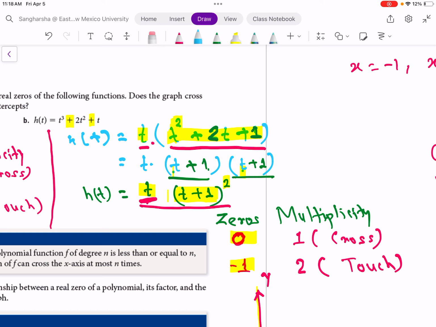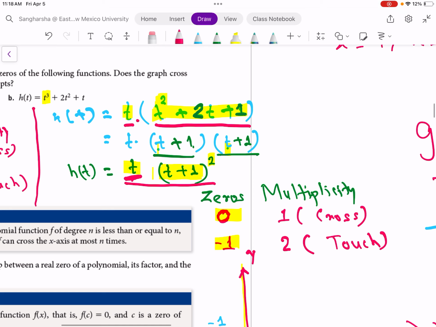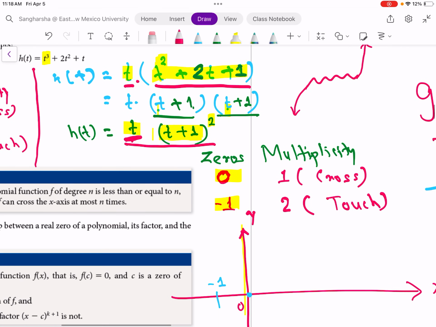So we need to know the leading term. Now, what is the leading term for this function? t cube, right? The leading term is t cube. What is its degree? Degree is odd, which is 3. What is its coefficient? 1. So we have an odd degree and positive coefficient. It means the graph has to look like this on the left end and this on the right end, and we don't know what happens here. Okay, so we're going to have this shape on the left, so we can draw that on the left here.